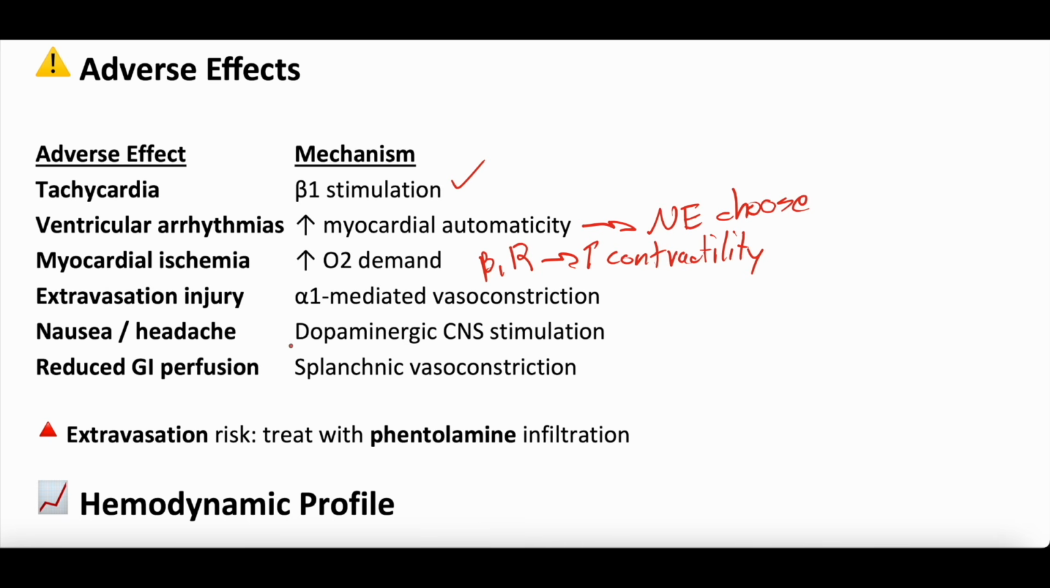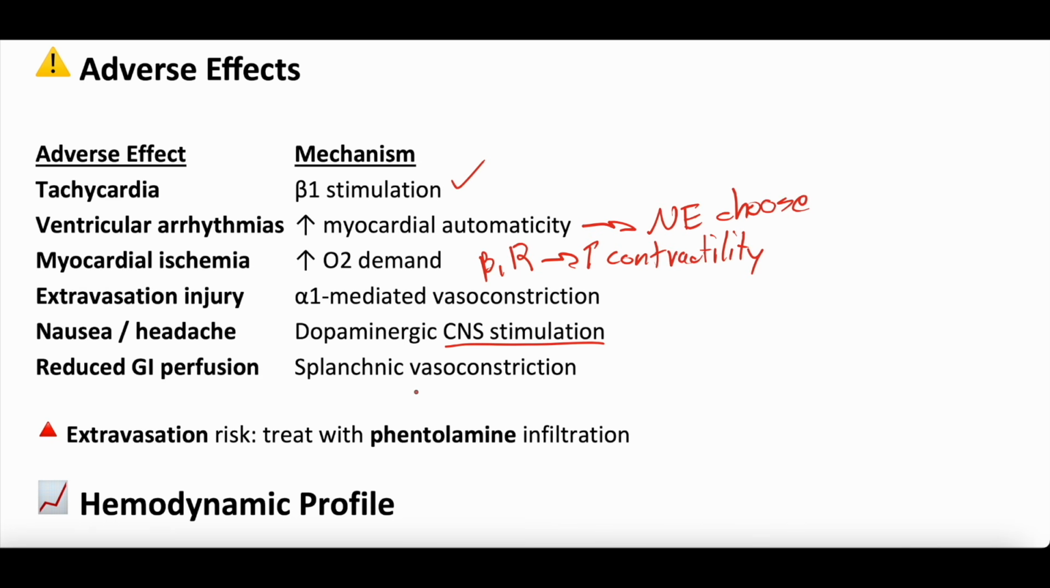If dopamine is going through a peripheral IV and it extravasates, it gets out of the IV into the subcutaneous tissue, you can get extravasation injury through its alpha-1 mediated vasoconstriction, common of many vasopressors, which is why most of the times we're putting these through central lines, although there is some blossoming evidence on the safety of peripheral vasopressors, particularly norepinephrine. That is in a different episode, though. Nausea and headache. Dopamine can cause nausea and headache through CNS stimulatory effects.